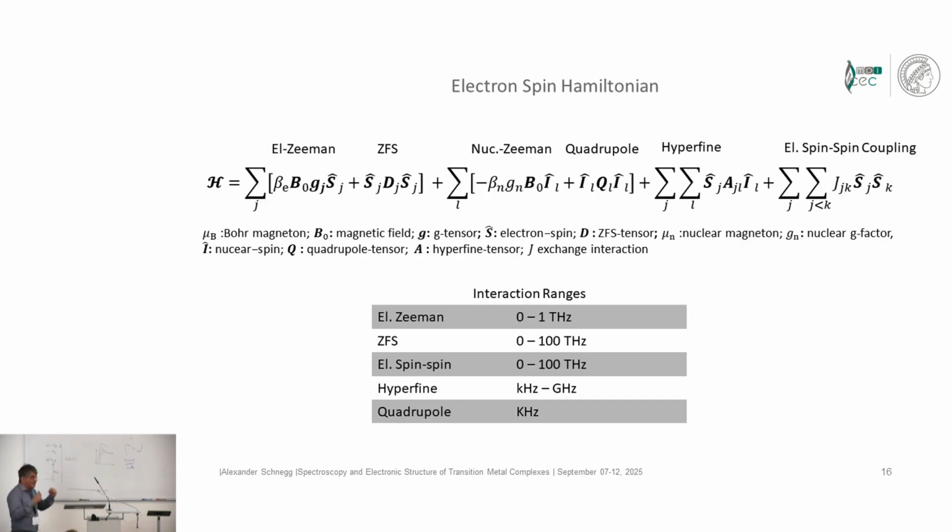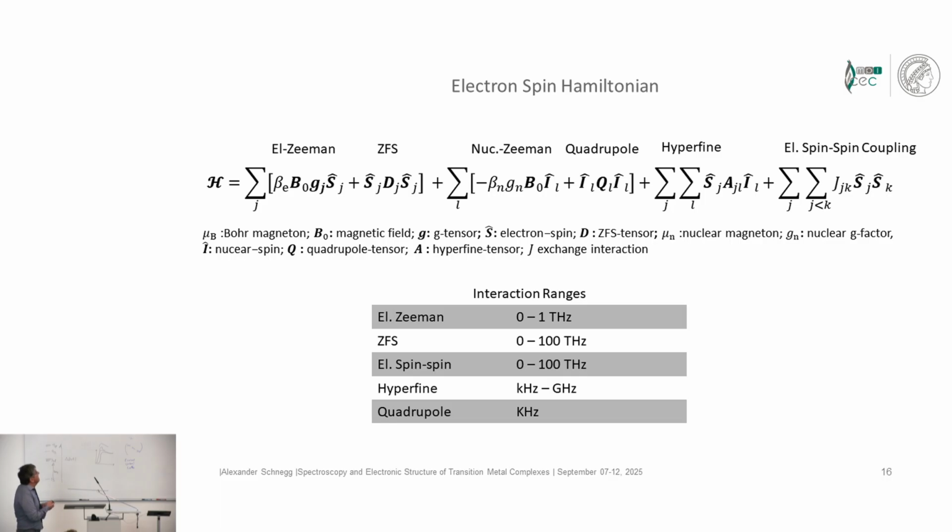Now we are coming to line shape analysis. You already got pretty much exposed to this equation. Nevertheless, I will walk you through it once more. You know about the electron-Zeeman interaction, which couples the electron spin to an external magnetic field. The zero field splitting for spin larger than 1/2.